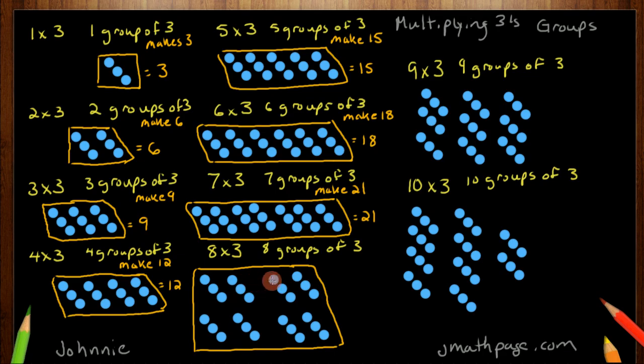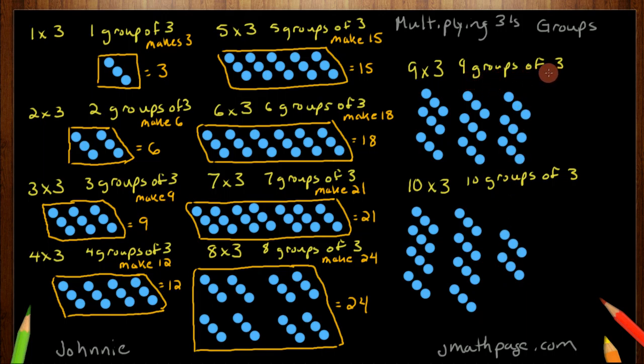And some of you might notice that there's 2 groups of 12. Lots of ways to look at this one, huh? But we know for sure that 8 groups of 3 make 24. And we can also say that 8 times 3 equals 24.